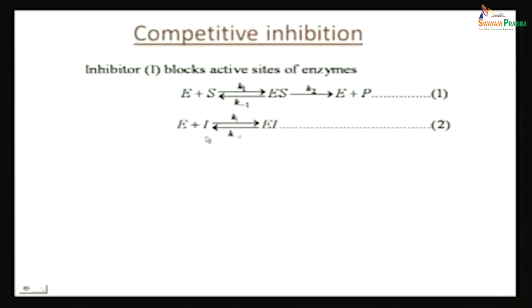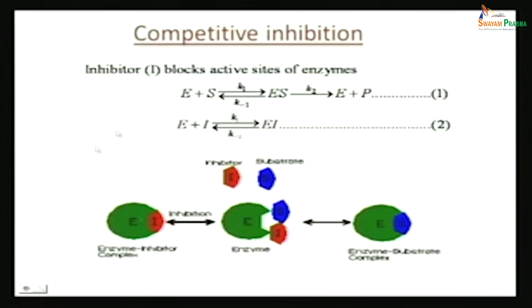Why? Because S and I are acting parallel to each other in interacting with the enzyme. So as I said, put it in a different way, both the substrate and the inhibitor are parallelly competing for the attention of the enzyme. Okay, so this is a nice picture here.